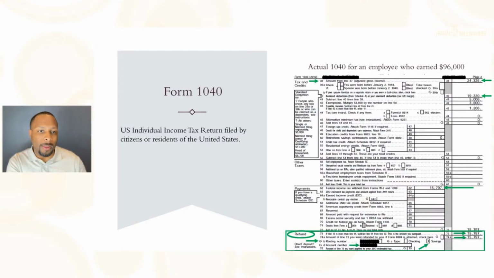Moving on further, you want to make sure all of your information when it comes to your refund, be it your routing number, your account number, or your account type, whether it's checking or savings, is right, so that you can have your refund electronically deposited into your account without any delays once your tax filing has been processed and approved.